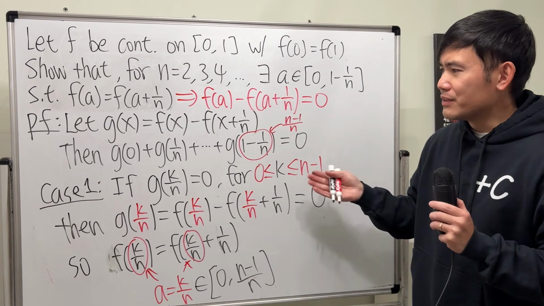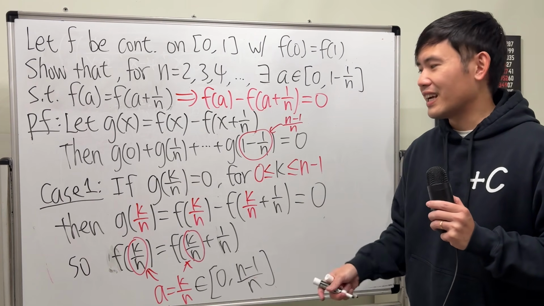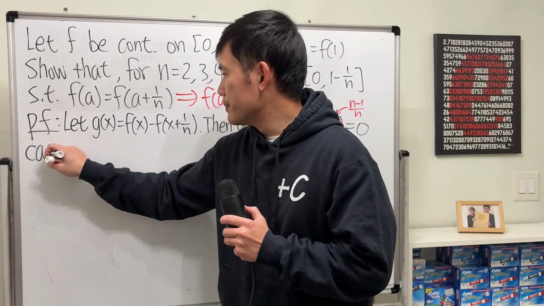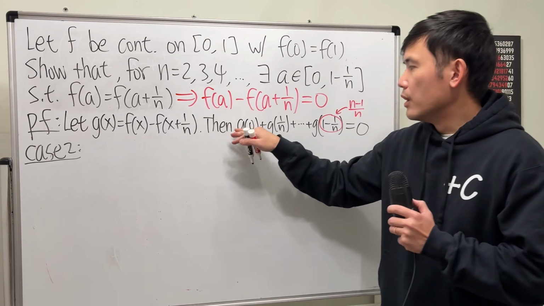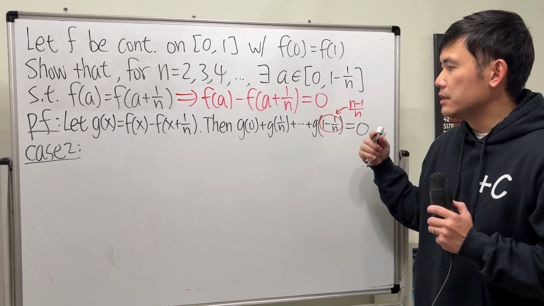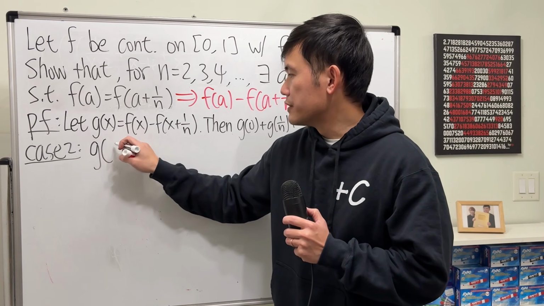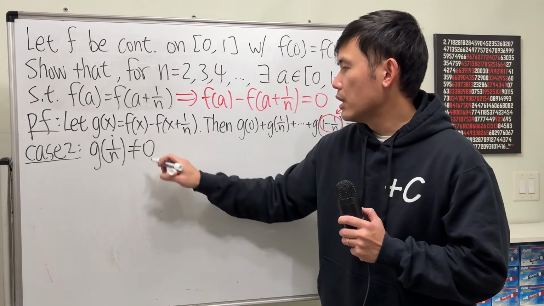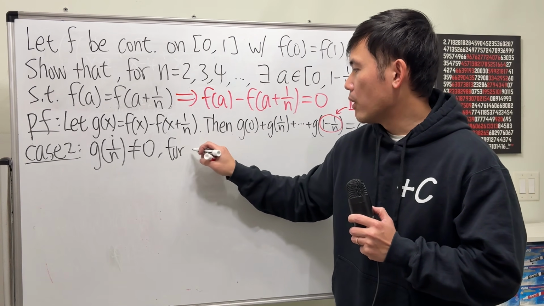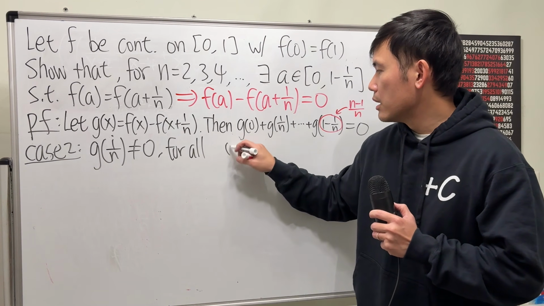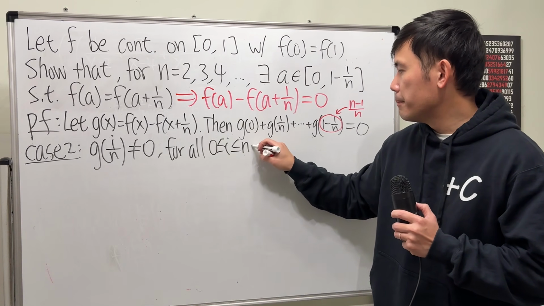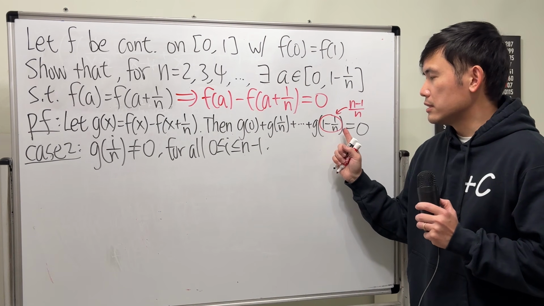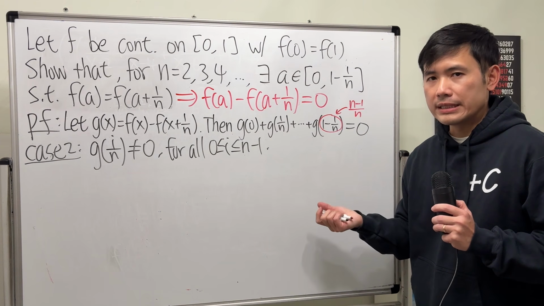Case 2 is that we don't have 0 somewhere, so we have to be slightly more careful for that. I need to have more space for case 2. Much better. Now, for case 2, we are supposing that none of these terms is equal to 0, so we can write this down. g of some index, let's say i, over n. These right here, they are all non-zero. And I will have to indicate that for all i from 0 to n minus 1. Now let's think about it. If all these terms are not 0, but they add up to 0, then what must happen?